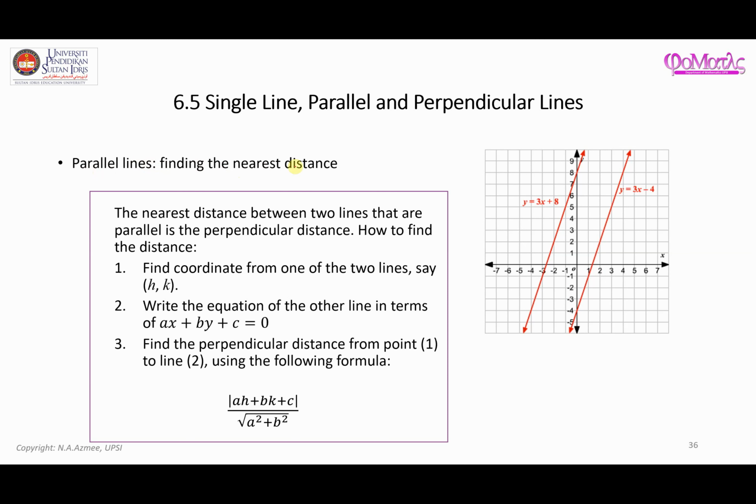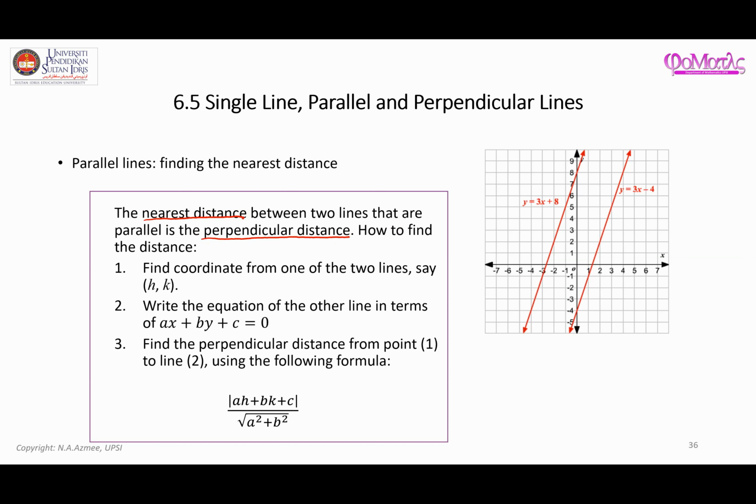In this video, I will be talking about finding the nearest distance when you have parallel lines. As you can see on this figure here, these two are parallel lines, so they go side by side. Based on this, the question of interest might be to find the nearest distance, and that can be achieved by finding the perpendicular distance between these two lines.